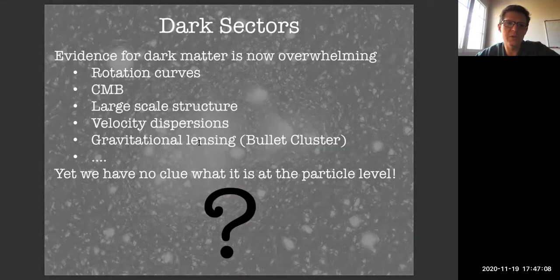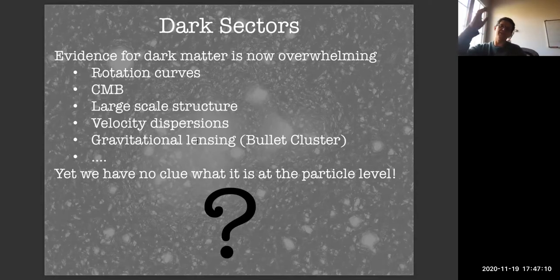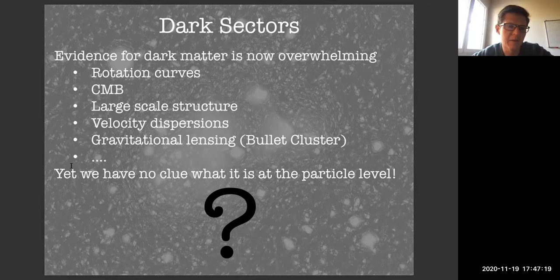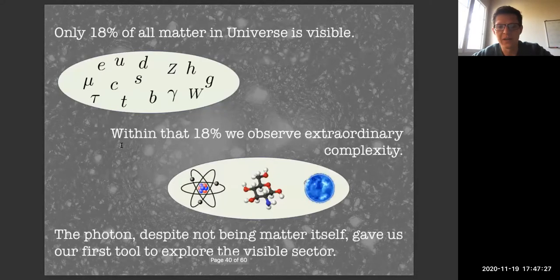So the view of this part is to really think about dark sectors. We now know that the evidence for dark matter is overwhelming. I'm not going to verbally list all of the pieces of evidence, but it's really irrefutable. Yet we have no idea what it is at the particle level.